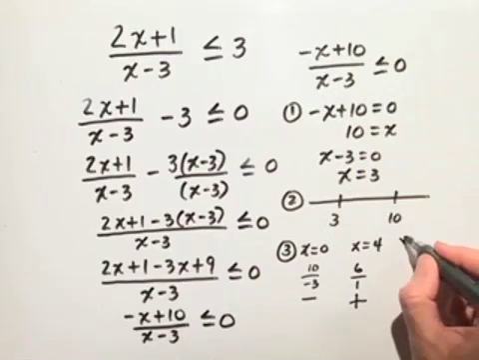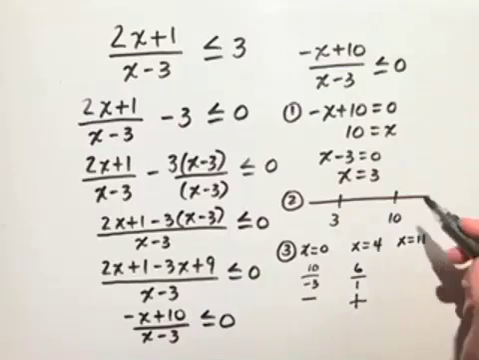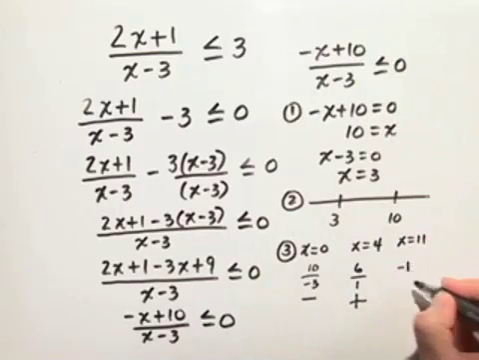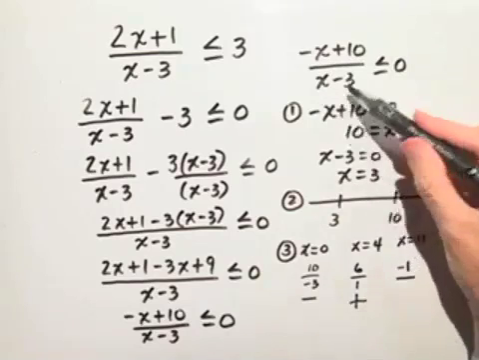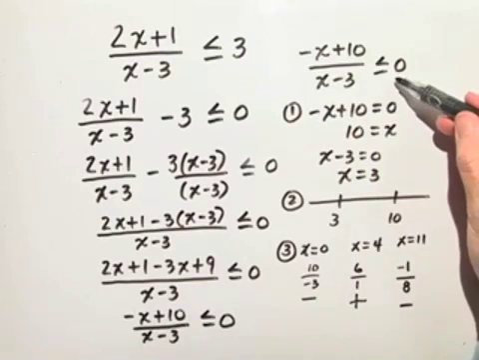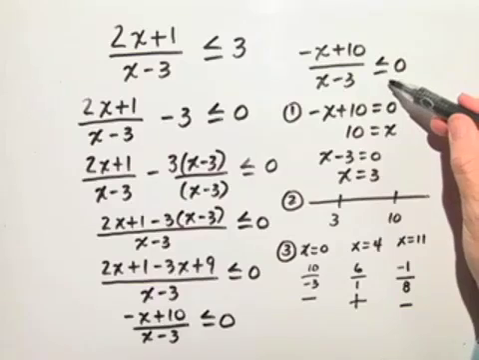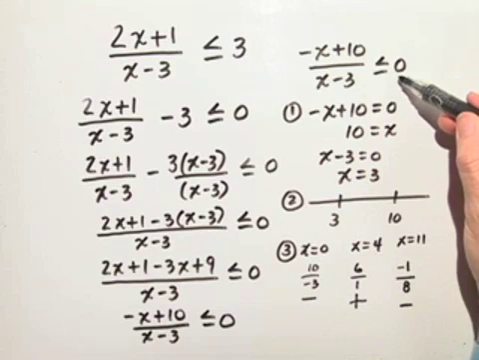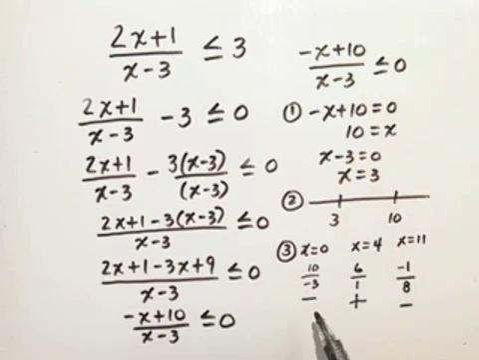And let's move to the right of 10. Let's choose 11. If we substitute 11 in, we have -11 + 10 in the numerator, which is -1, over 11 - 3, 8 in the denominator, which is negative. Now, we're solving this rational inequality, (-x + 10)/(x - 3) is less than or equal to 0. So that means I'm really looking for negative values, or it can equal 0. So the negative values occur at the 2 outside intervals.